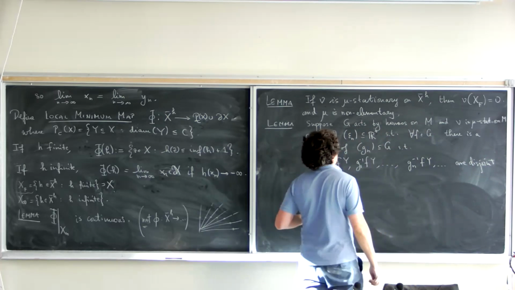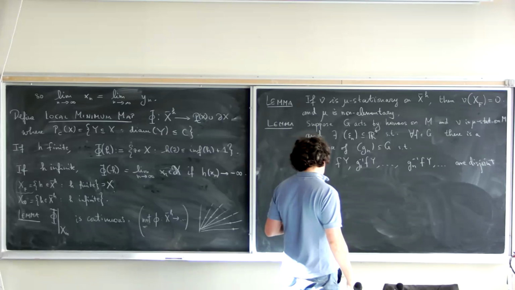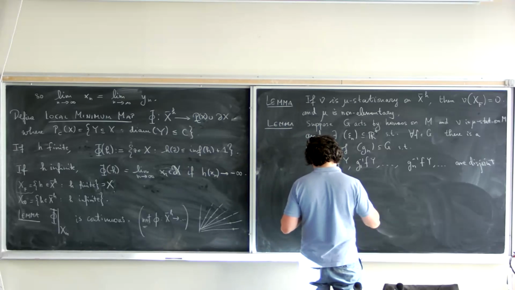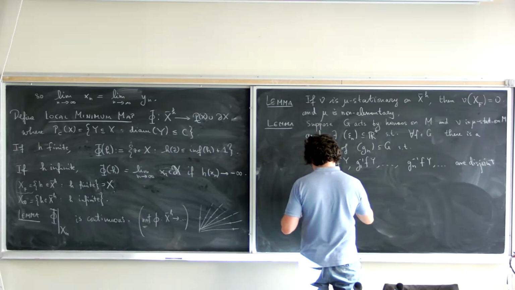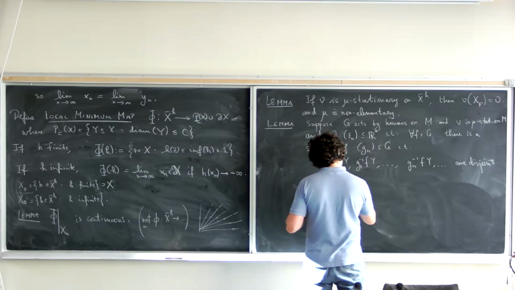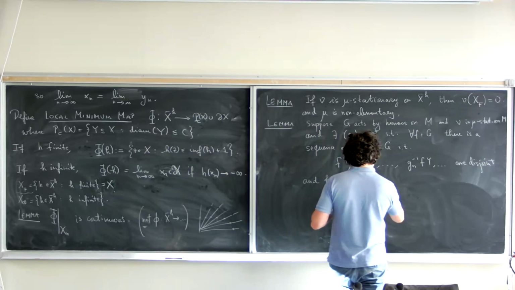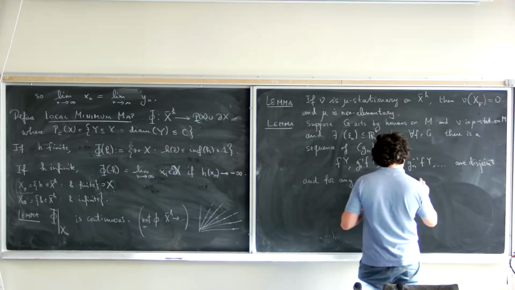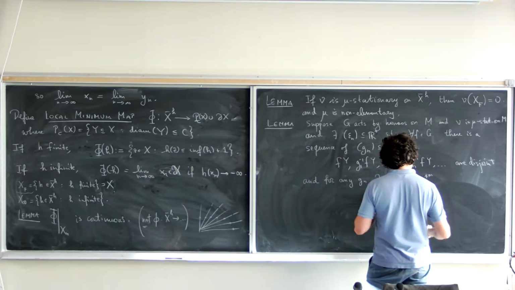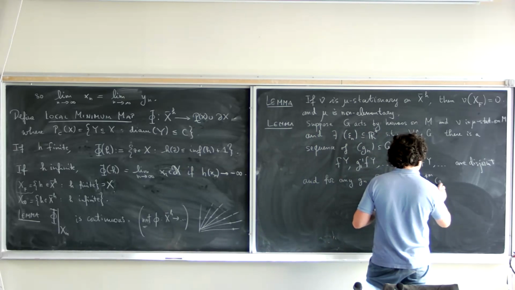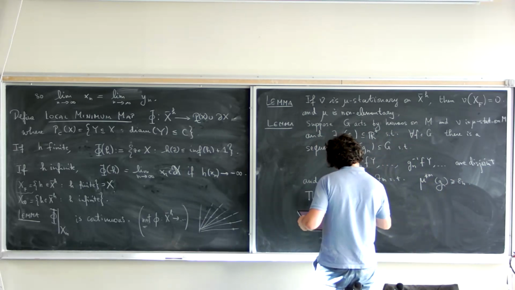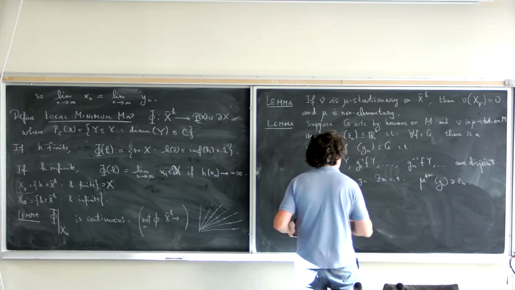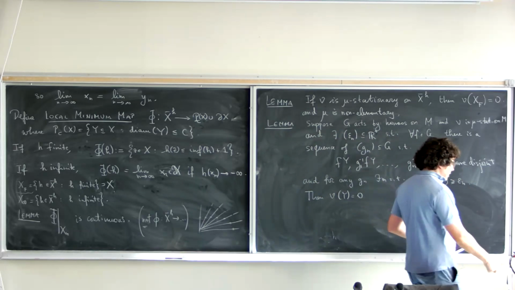So that's where the non-elementary will enter. And for any g_n, there is some m such that if you look at the nth convolution, mu^n of g_n, this is at least epsilon n. Then nu of y is 0. Okay, there are many choices to be made in this lemma.